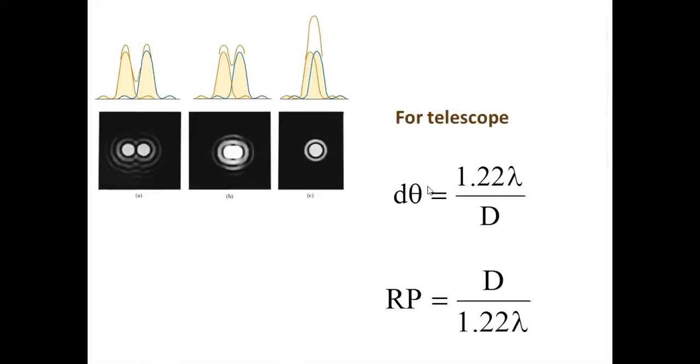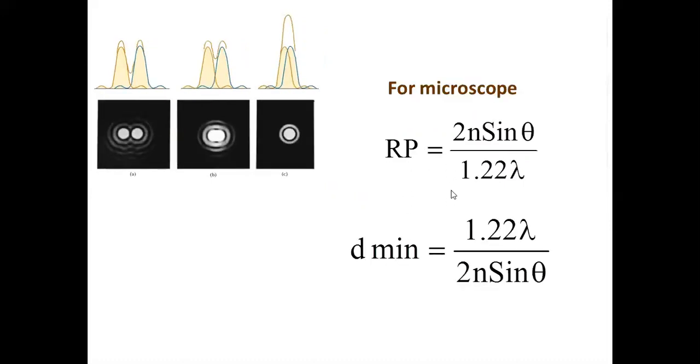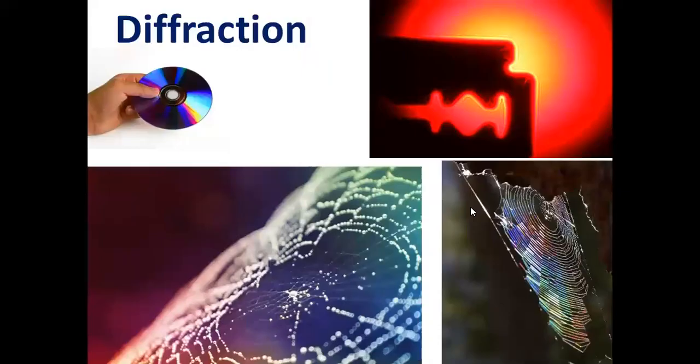For a telescope, the angular limit of resolution is 1.22 lambda by D. Lambda is the wavelength of light coming from any distant object. Capital D is the diameter of the objective. A telescope will have a large lens called the objective, and its diameter is D. Resolving power and limit of resolution are reciprocals of each other. Here also you can see the formula, one is the reciprocal of the other. Here also you know these formulas, and these are the different diffraction effects.